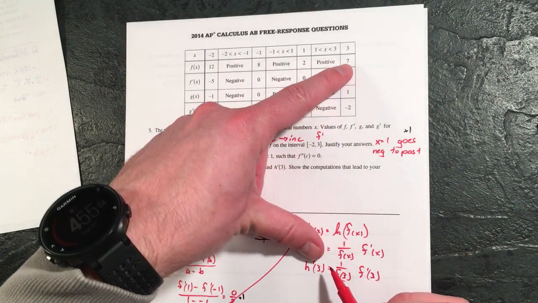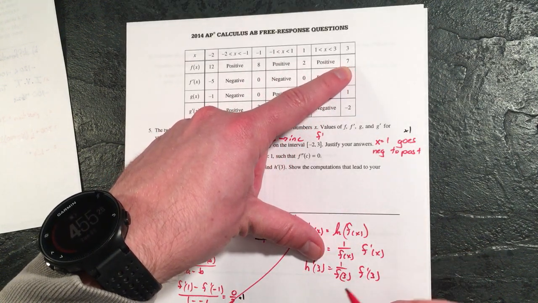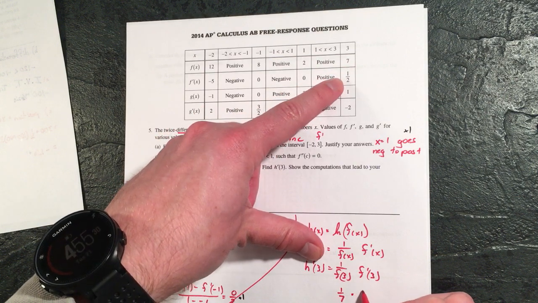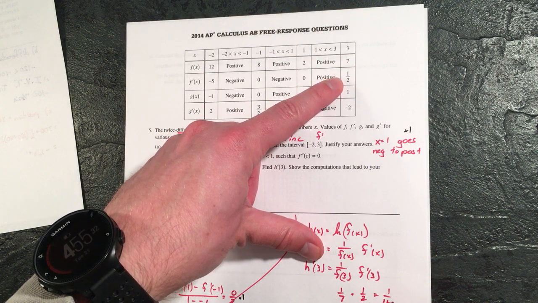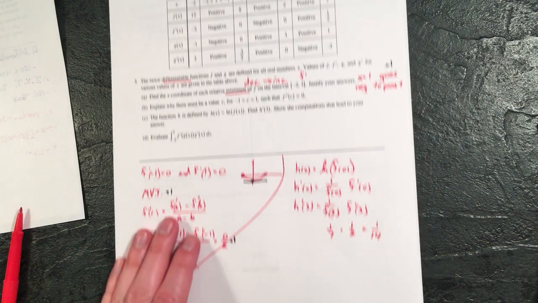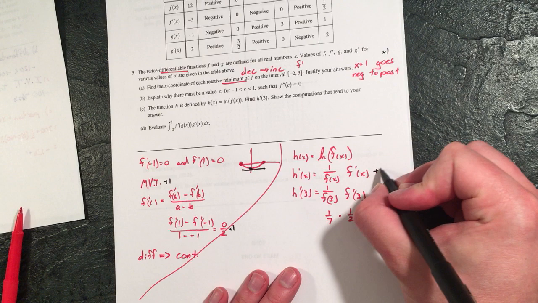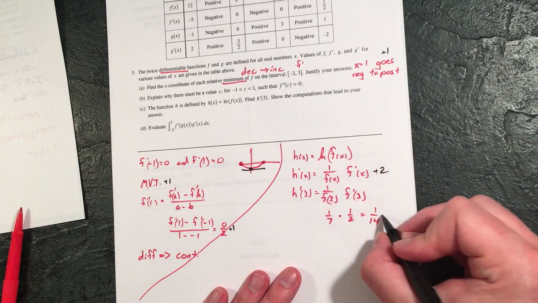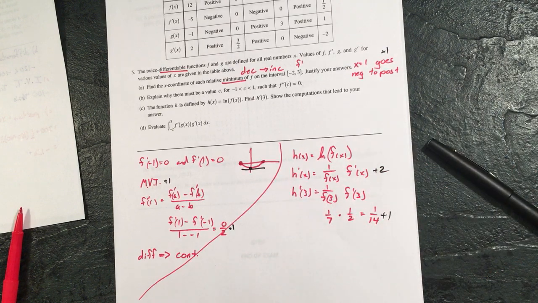So now we got to go up to the table. F of 3 is 7, so we have 1/7, and the derivative there is 1/2. So looks like 1/14 is going to be our answer. Yet again, AP is huge. I'm just giving you 2 points for the correct derivative, 1 point for the numerical answer.